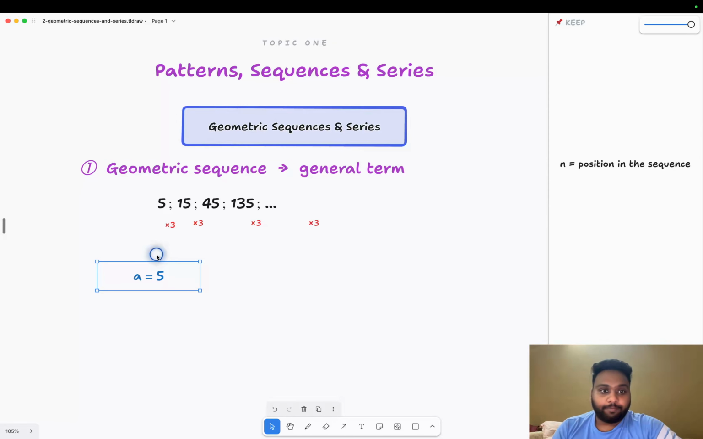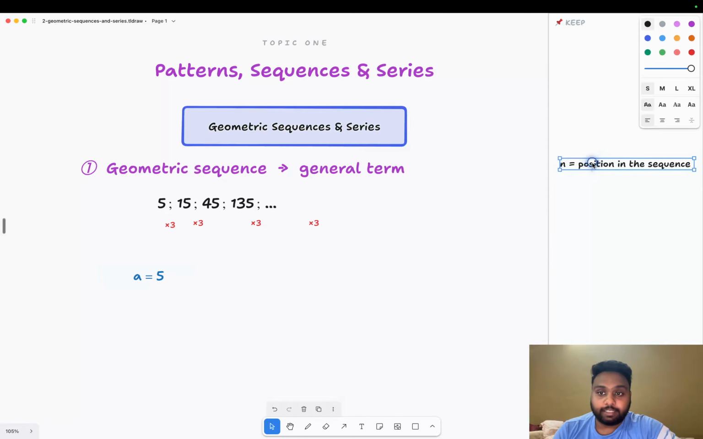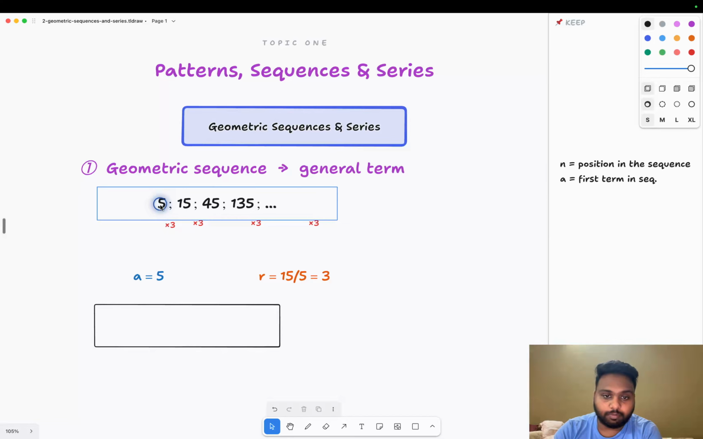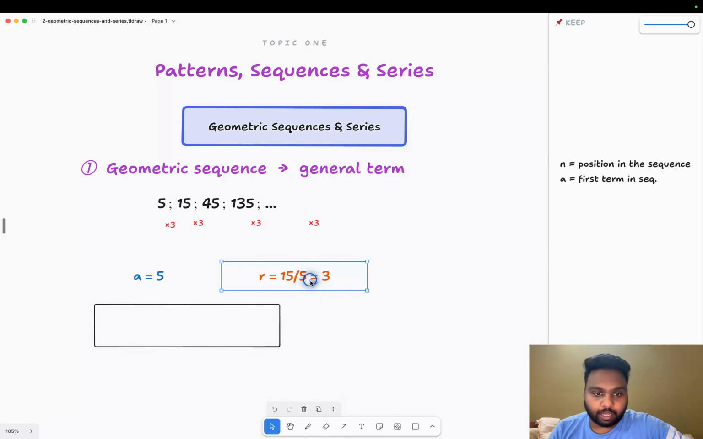A represents the first term in the series or the sequence, whatever we are dealing with. Right now we are dealing with sequences. So A represents the first term in the sequence. In this case, our A is 5. And what is our R? R is going to be 15 by 5, the second term divided by the first term, which is 3.